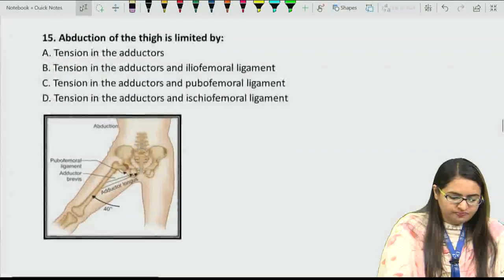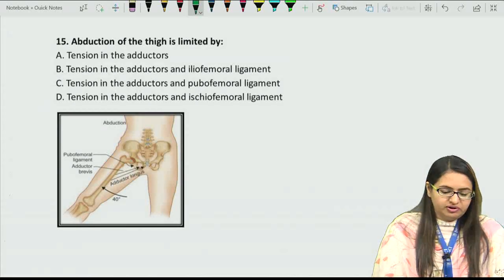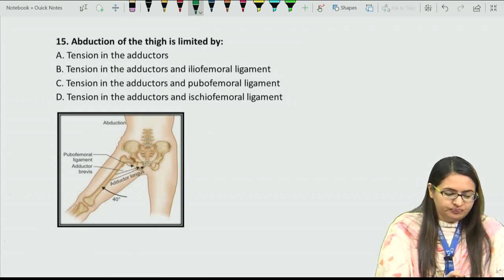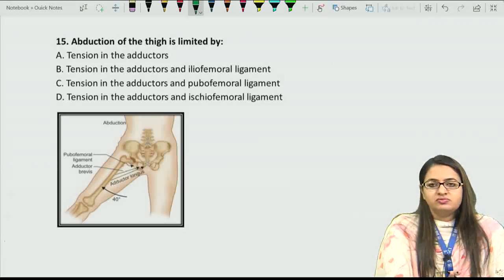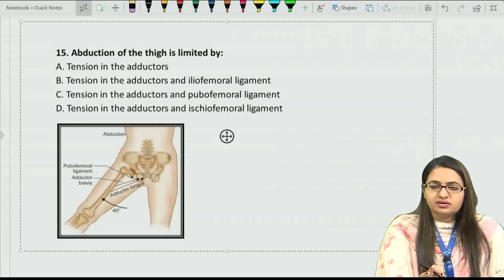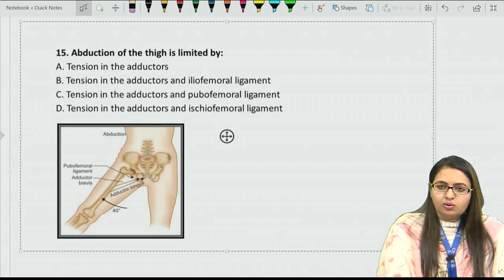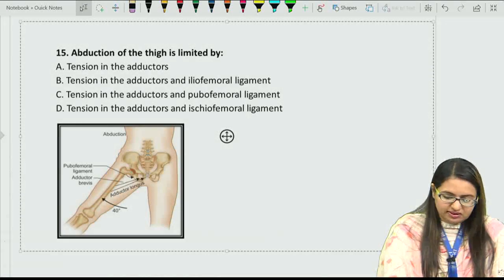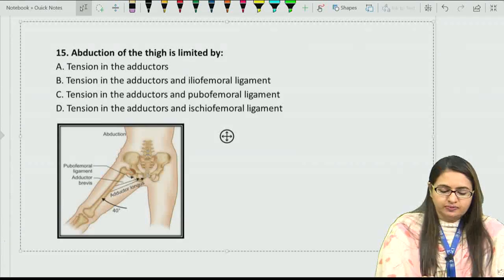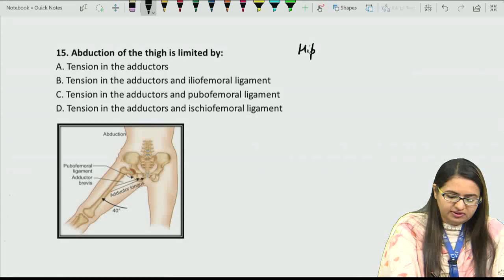For the next question, abduction of the thigh is limited by what? When we are abducting the thigh, the abduction action is caused by the abductors, so it will be limited by the adductor muscles of the thigh. If you see the options, adductors are mentioned in all of them. Now we have to decide on the ligament. For the hip joint, we have three ligaments.